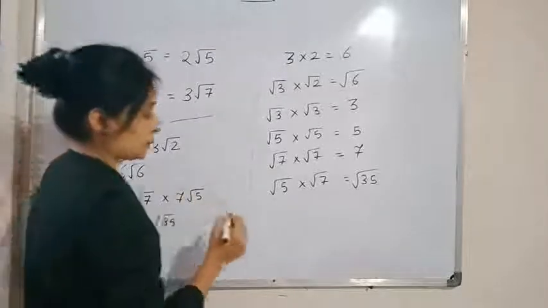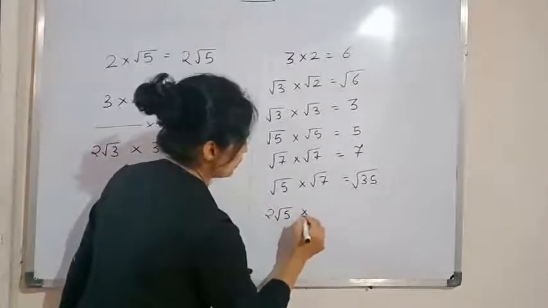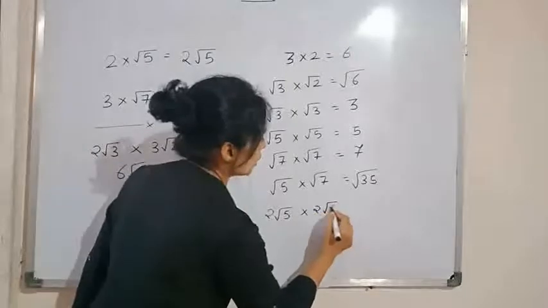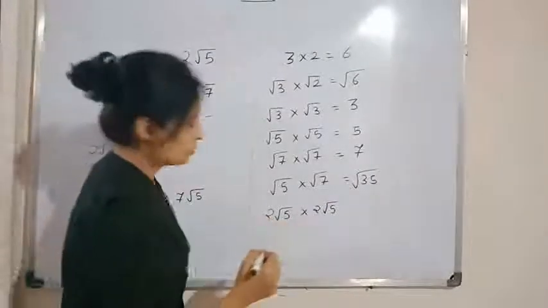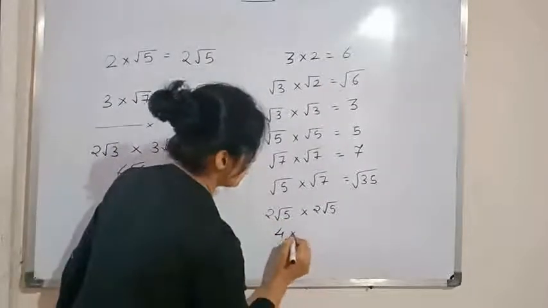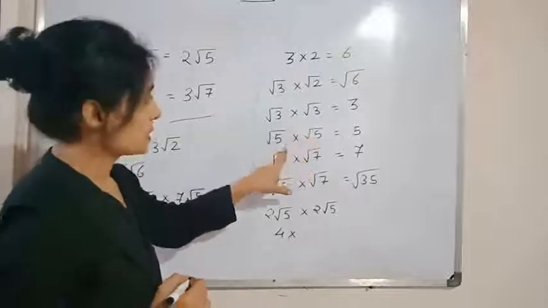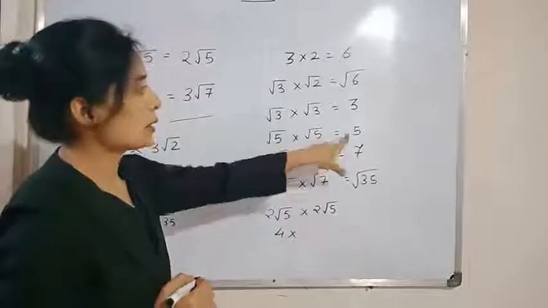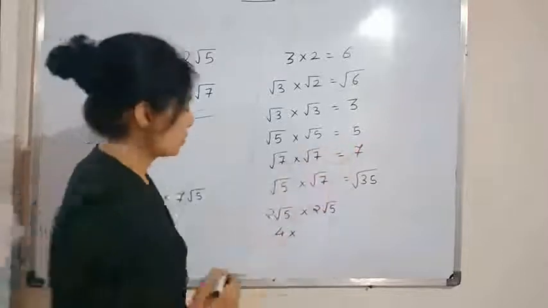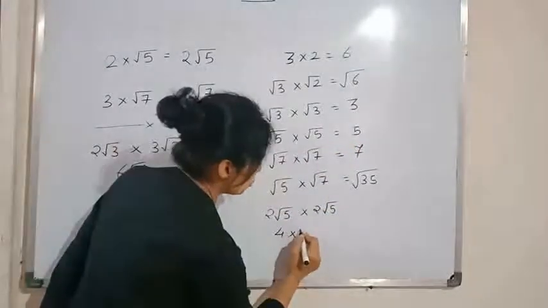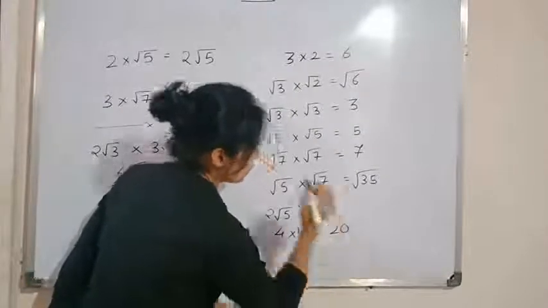But if it happens 2 under root 5 into 2 under root 5, multiply the whole numbers. 2 2s are 4 into, I told you already, root 5 into root 5. Same number in under root, same number in under root, then the under root gets removed. So what will it be? 5. Root 5 into root 5 will be 5. So the final answer would be 20.